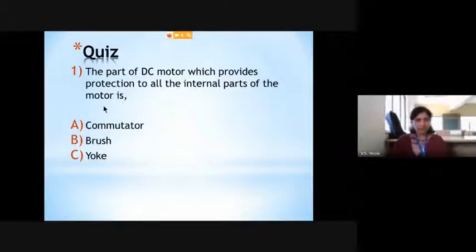So we'll now repeat all the parts covered in the webinar. You have to give answers now. All the students, you have to give the answer in the chat box. The first one: the part of the DC motor which provides protection to all the internal parts of the motor is? Put the answer in the chat box. Okay, right answer, that is yoke. So the yoke provides protection to all the internal parts of the motor.